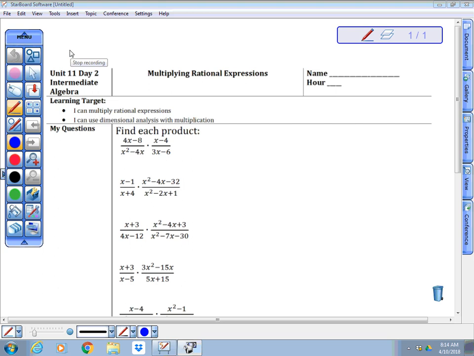Today, multiplying rational expressions. Your learning target is: I can multiply rational expressions. I can also use dimensional analysis with multiplication. You'll see what that is in a bit. Anyways, let's look at our very first one here.